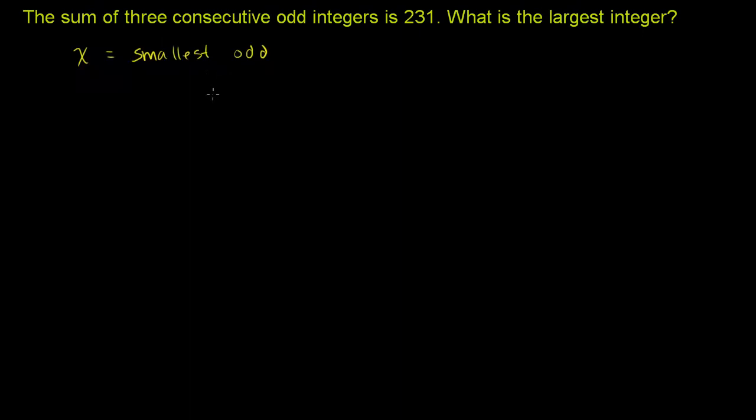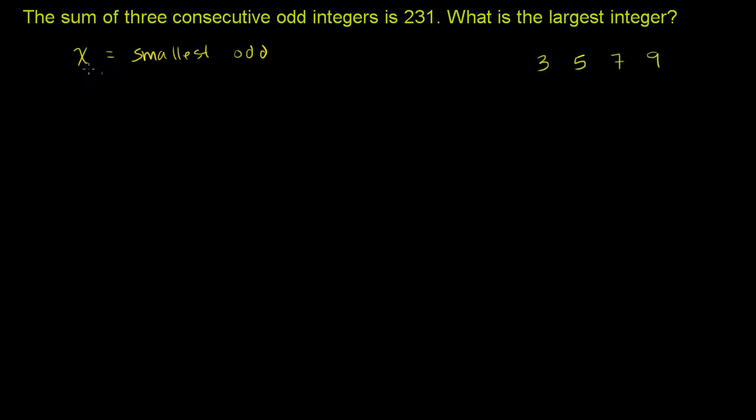So what's the next one going to be? Well, if I have one odd integer, what's going to be the next odd integer? Let's think about this. If x was 3, what's the next odd integer? It's 5. And then what's the next one after that? It's 7. And the next one after that? It's 9. So every time we add 2.